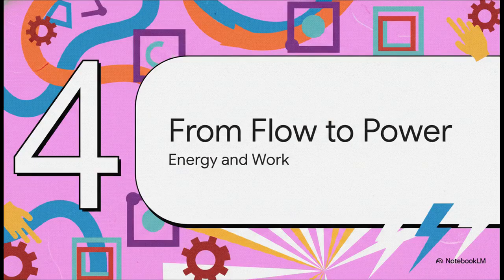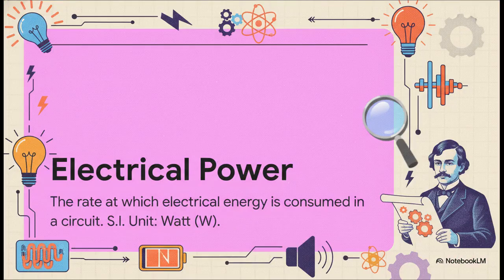We've covered the flow, the push, the opposition, and the circuits. But why do we even build circuits in the first place? To do work. And that brings us to our final big ideas: electrical energy and power. Power is really all about how fast energy is being used. So electrical power is simply the rate at which electrical energy is turned into other forms, like light, heat, or sound, in a circuit. Its SI unit is the watt.